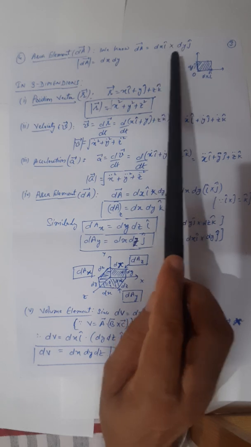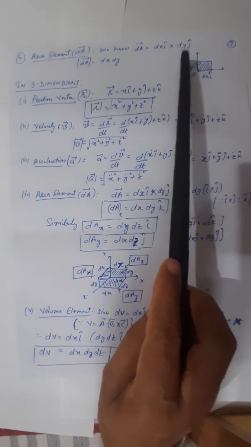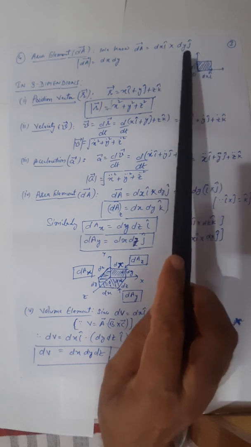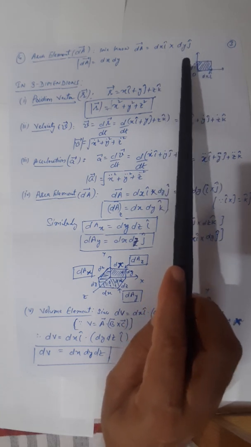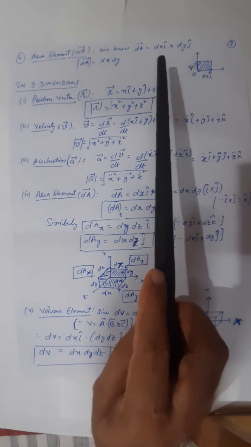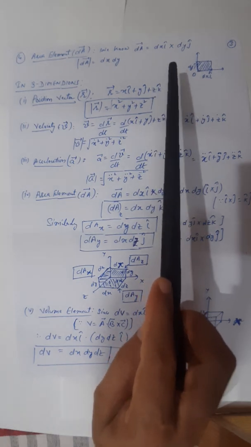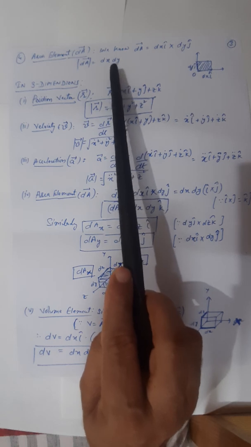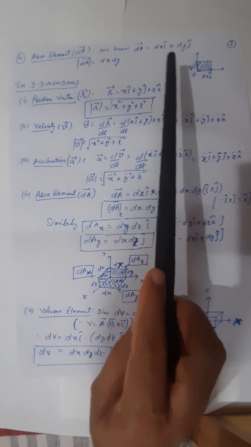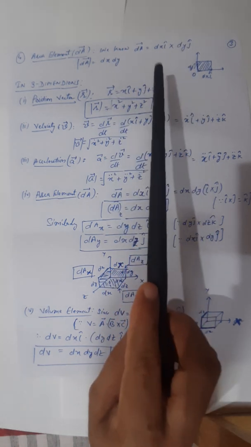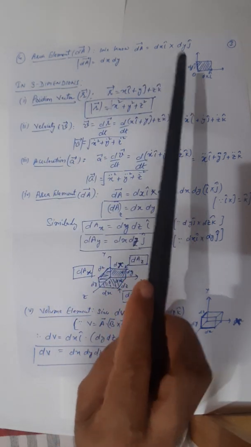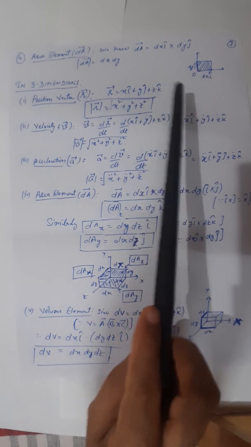We know that i cross j is equal to k, but we will not use this because we are studying two dimensions. So, there is no third dimension. We will not consider the direction, we will consider only its magnitude, that is dx into dy. We will consider this direction in the next, three dimensional system. So, this is all about the two dimensional system in Cartesian coordinates.